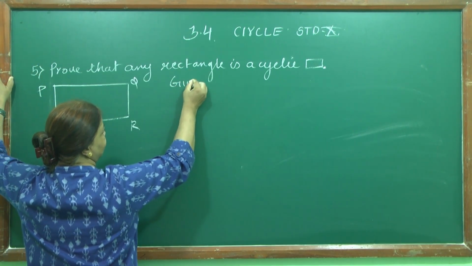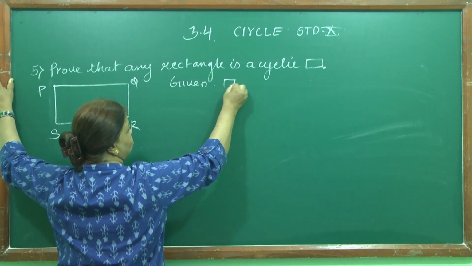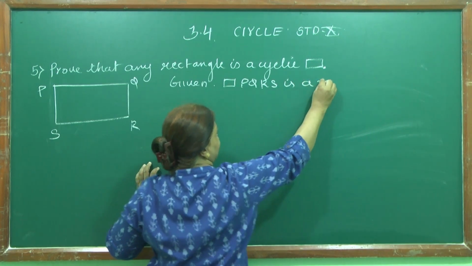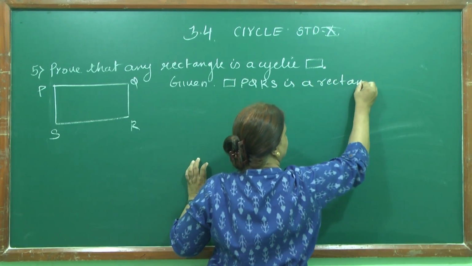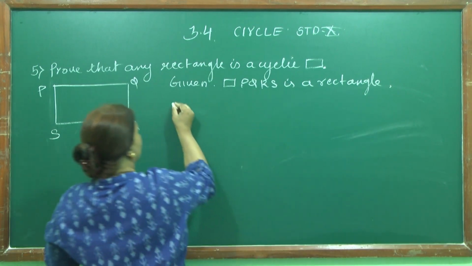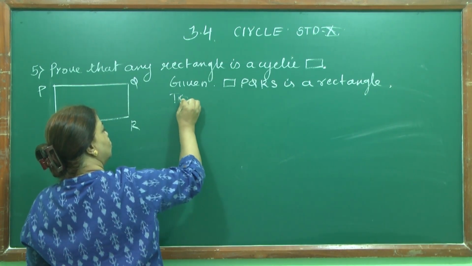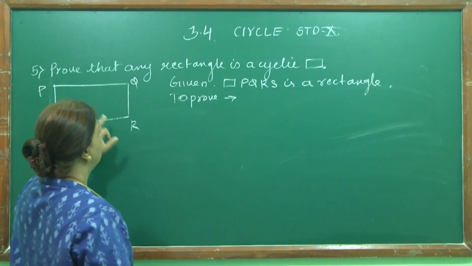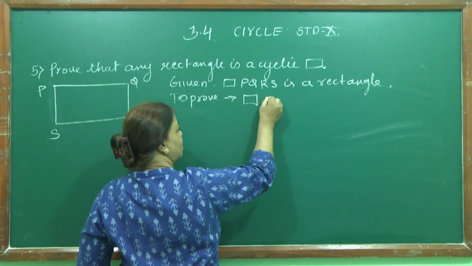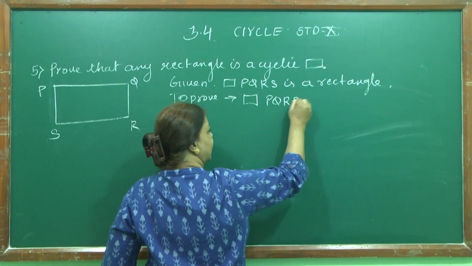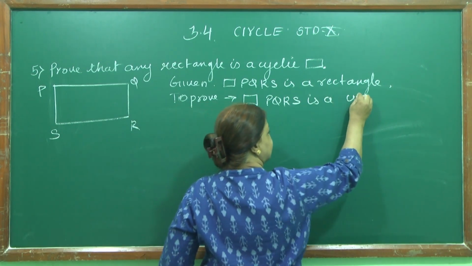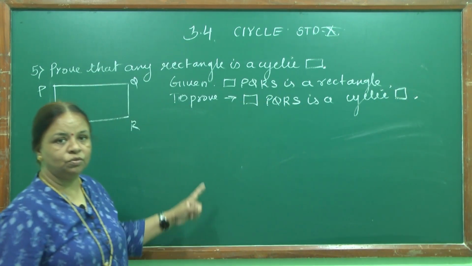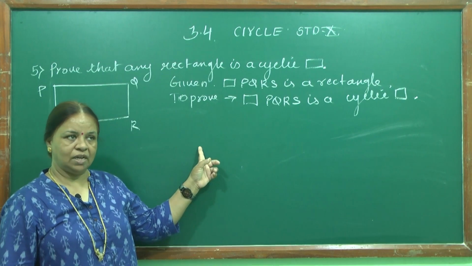What is given? PQRS is a rectangle. A rectangle is given. What do we want to prove? We want to prove that quadrilateral PQRS is a cyclic quadrilateral.